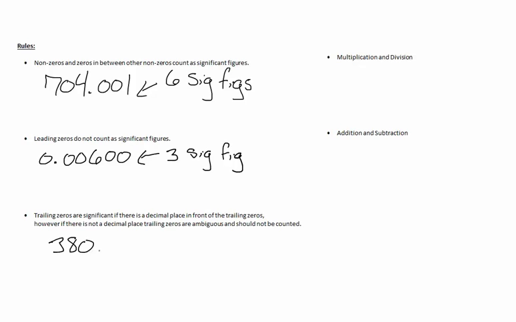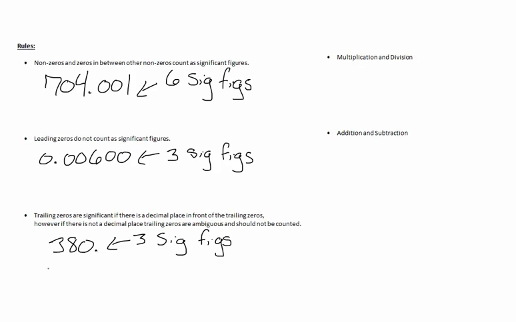The number 380 with a decimal point at the end. So we're going to count the trailing zeros since there is a decimal place. So in this case, we're going to have 1, 2, 3 significant figures. In this case, we have 3 significant figures because with the decimal point at the end of the 0, it shows that this 380 was measured to the nearest ones place. Therefore, we have 3 significant figures.